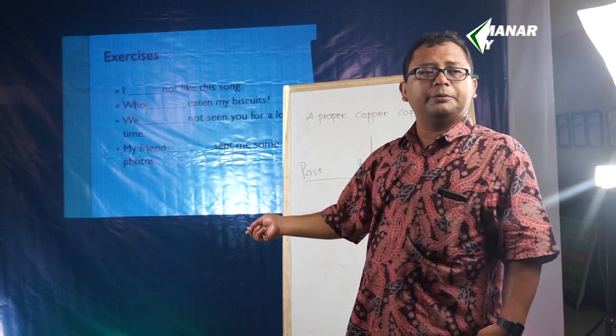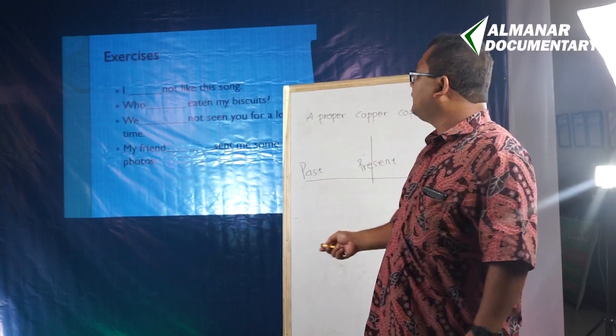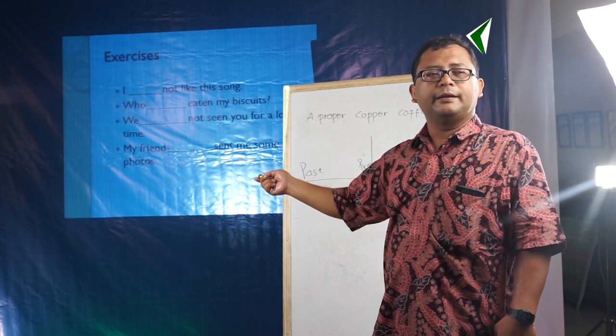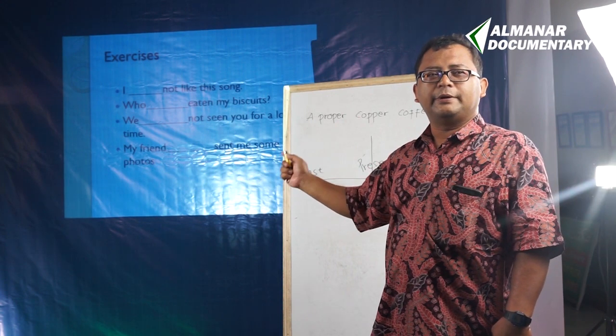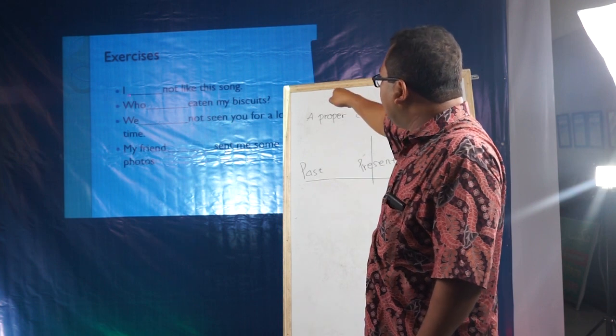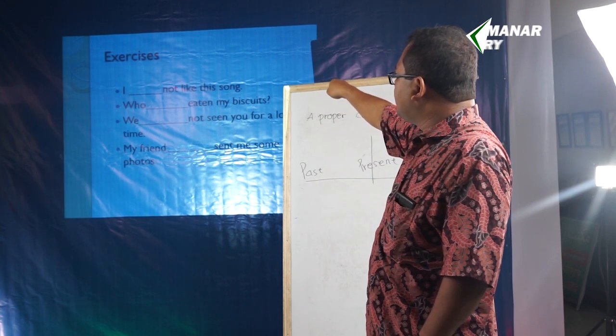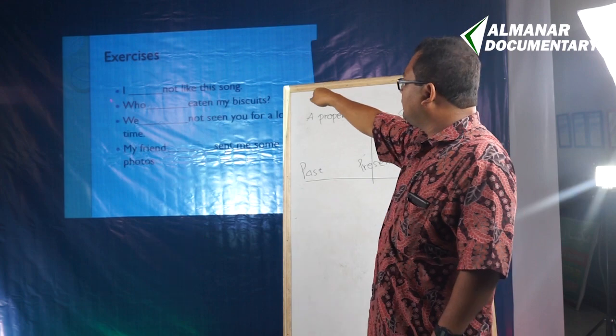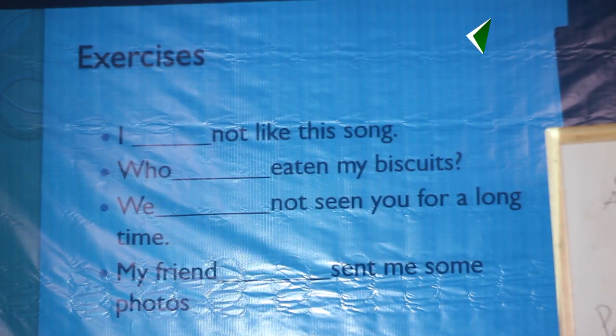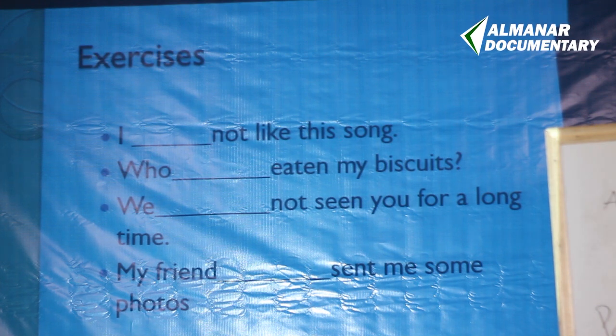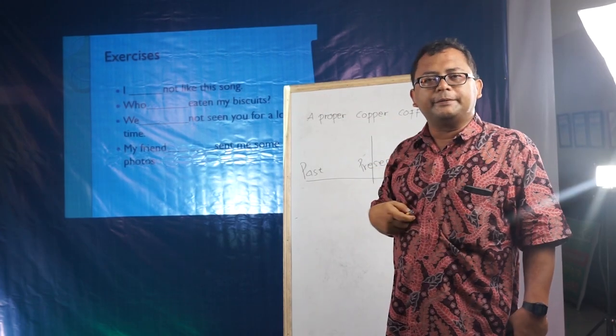Previously, I told you that the auxiliary verbs are do, have, and be, or to be. Now, let's fill that in. If you understand, if you already get it, you will fill it here with the suitable word. Okay? I not like this song. I am not like this song. I have not liked this song. Or I do not like this song. What do you think?